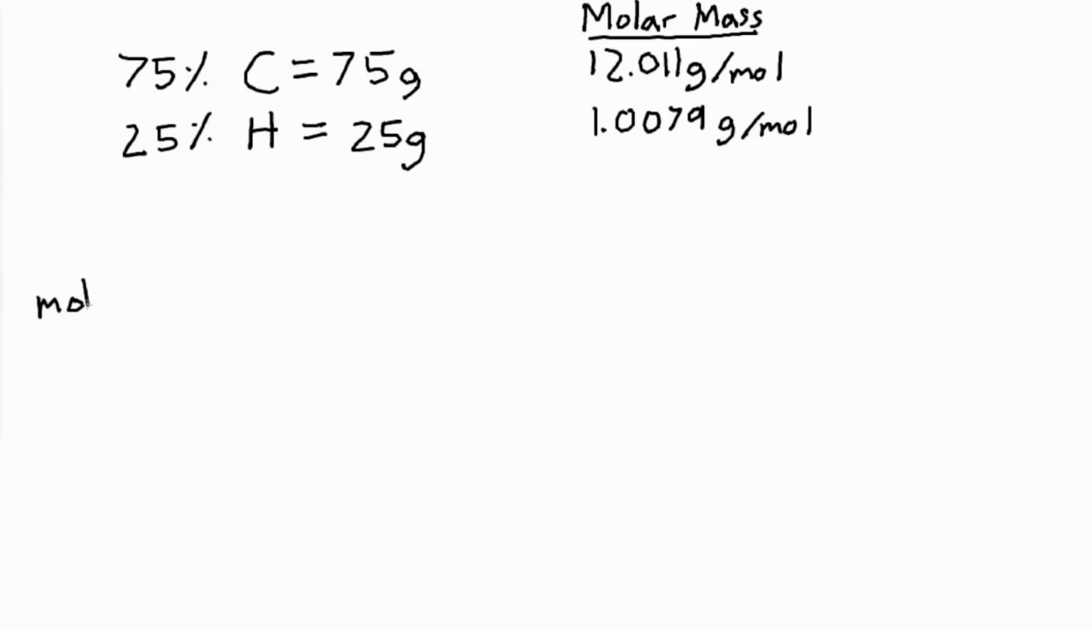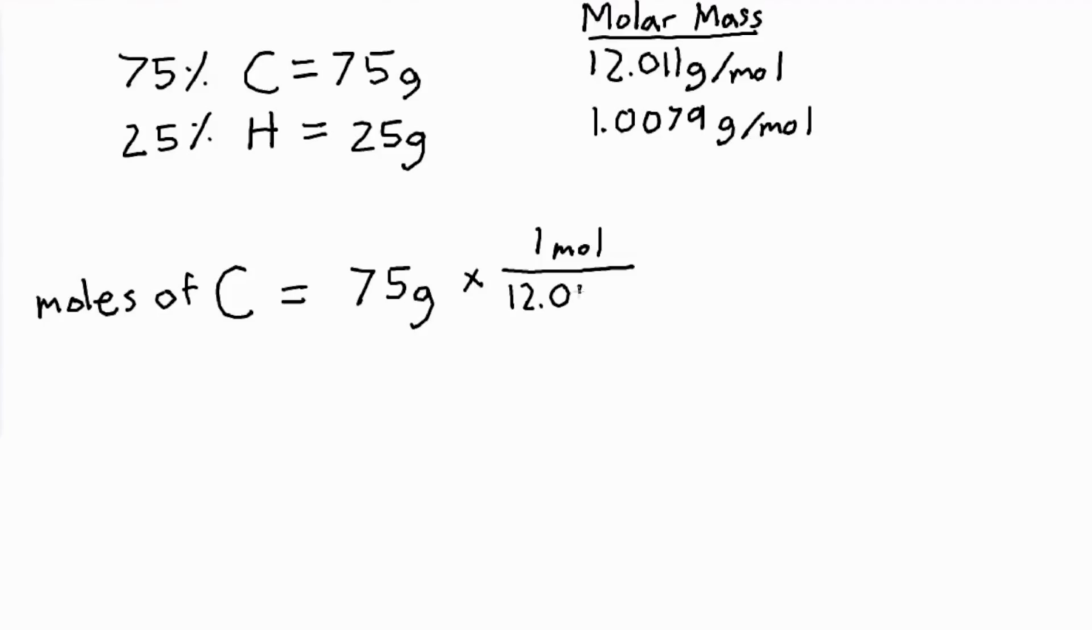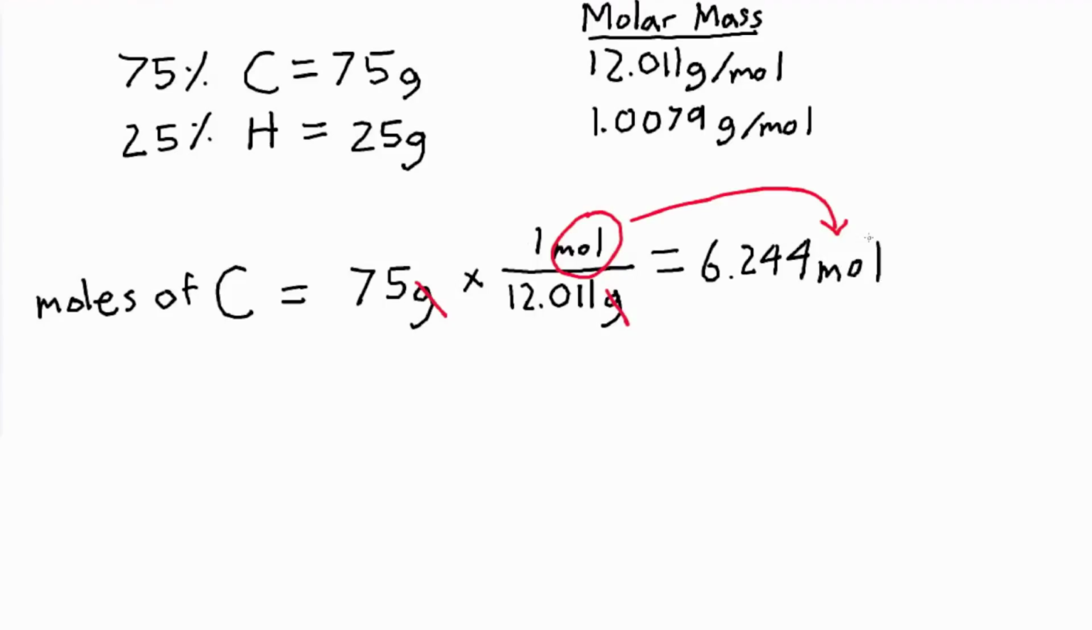And now it's time to convert these grams to moles. So for carbon, it's going to be 75 grams divided by the molar mass, which was 12.011 grams per mole. And as you can see, the grams units cancel out, and so you're just left with 75 divided by 12.011, which, if you do it in your calculator, is 6.244. And the moles didn't cancel out, and so it's going to be left over at the end. So at the end, you have 6.244 moles.